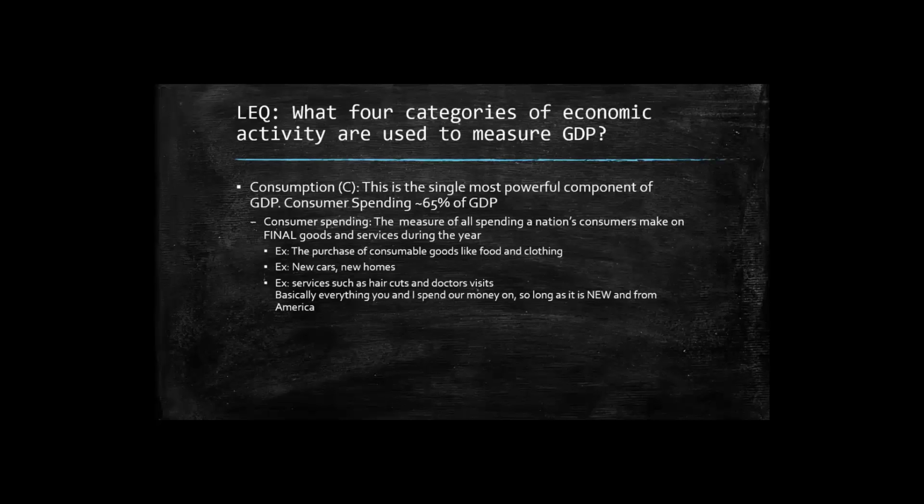For example, when we go to the grocery store and buy food, that counts towards GDP. When we go to Walmart and buy clothing, that counts towards GDP. When we buy new cars and new homes, that counts towards GDP. Also, services such as haircuts and doctor visits also count towards GDP. Now, here's the one thing I need you guys to know for this. Basically, everything you and I spend our money on counts towards the consumption component of GDP, so long as it is new and from America. That's an important component. So long as it is new and from America.